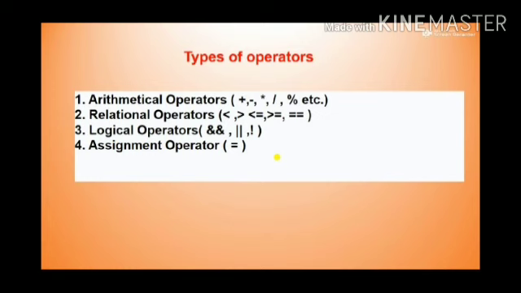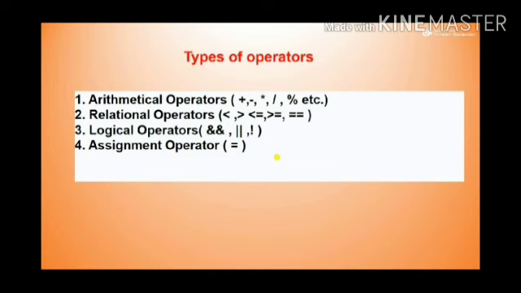First one, arithmetical operators. As you can see, plus, minus, asterisk, that is multiplication, division, and then modulo, to take the remainder, etc. We are using these for arithmetical operators. Next one is relational operators. Here less than, greater than, less than equals to, greater than equals to, and equals to. See here, two equals to signs are used for checking equality. So this is the relational operator.